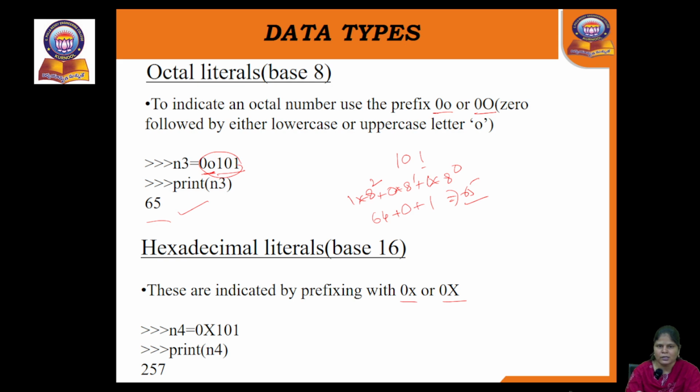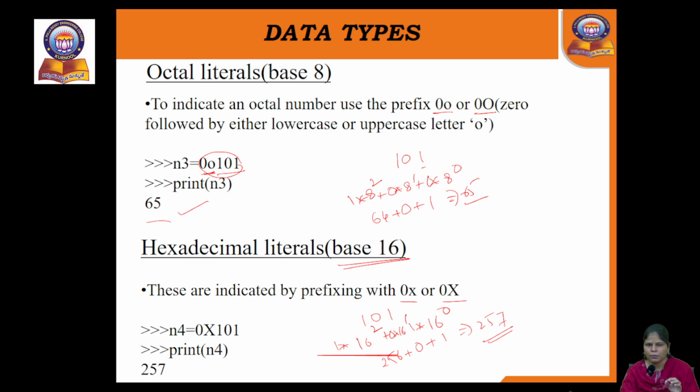Next is a hexadecimal literal with base 16, where we prefix with 0x or 0X. Here I have considered 0x101. So 101 will be considered: first 1 into 16 power of 0, plus 0 into 16 power of 1, plus 1 into 16 power of 2. That is 16 squared, which is 256, plus 0 plus 1. So it gives an output of 257.